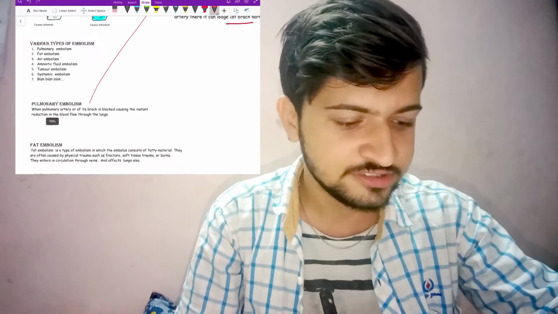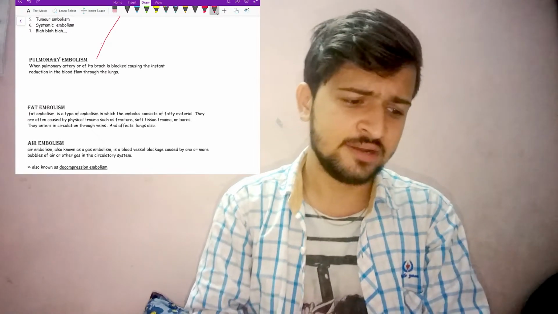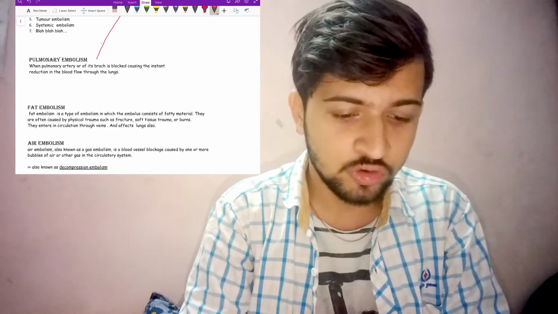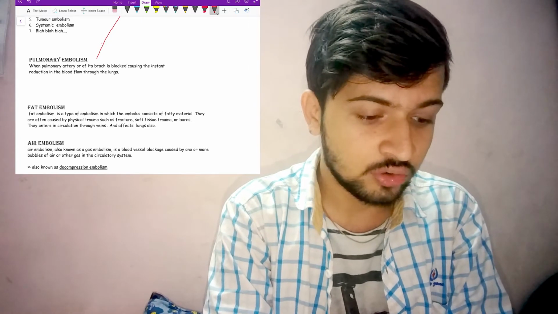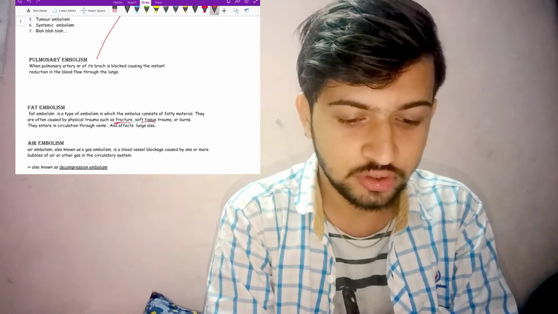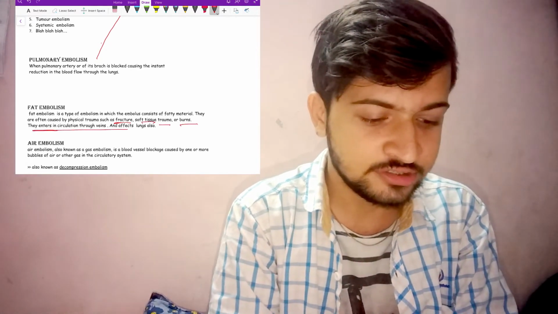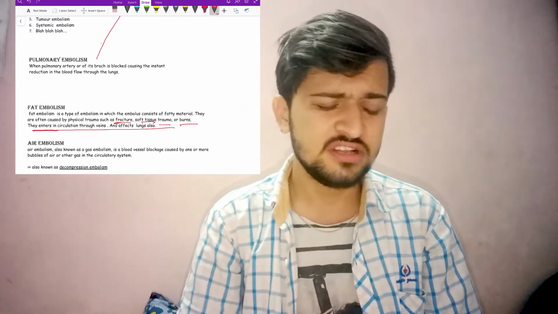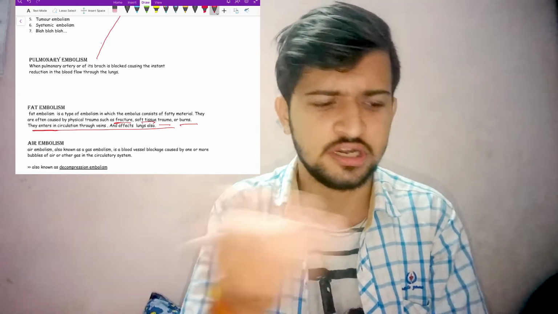So our second one is fat embolism. What is fat embolism? Fat embolism is a type of embolism in which the embolus consists of fatty material. It is often caused by physical trauma such as fractures, soft tissue trauma, and burns. They enter the circulation through veins and affect the lungs also. So simply, if the embolus is fat or fatty tissue, it's called fat embolism.